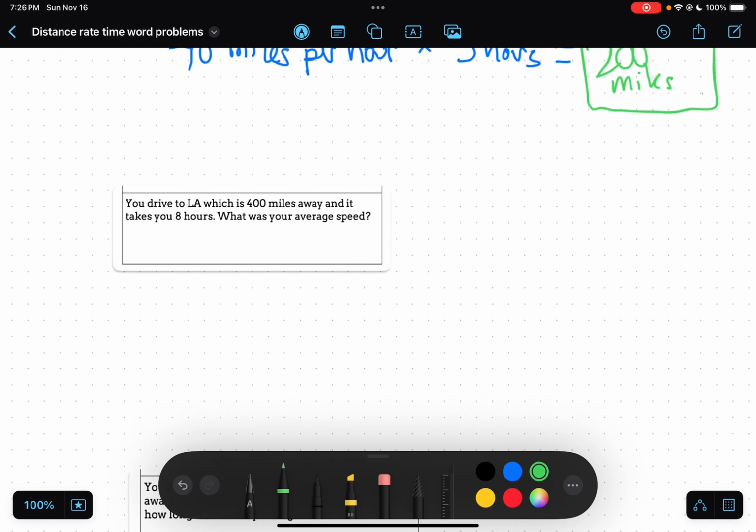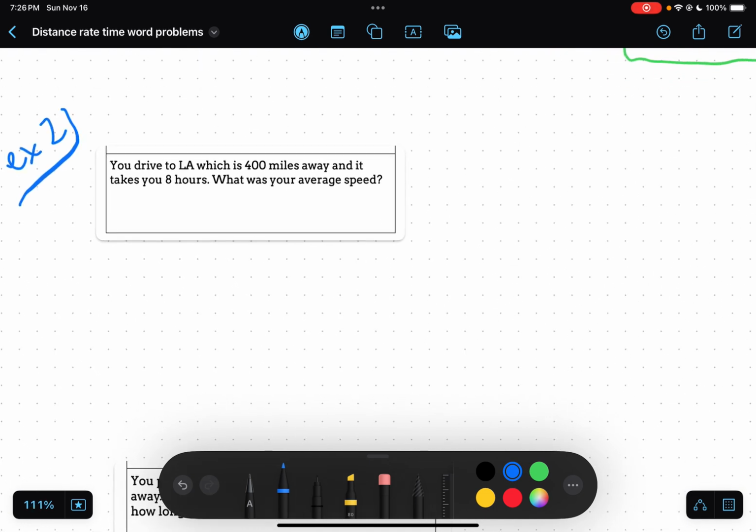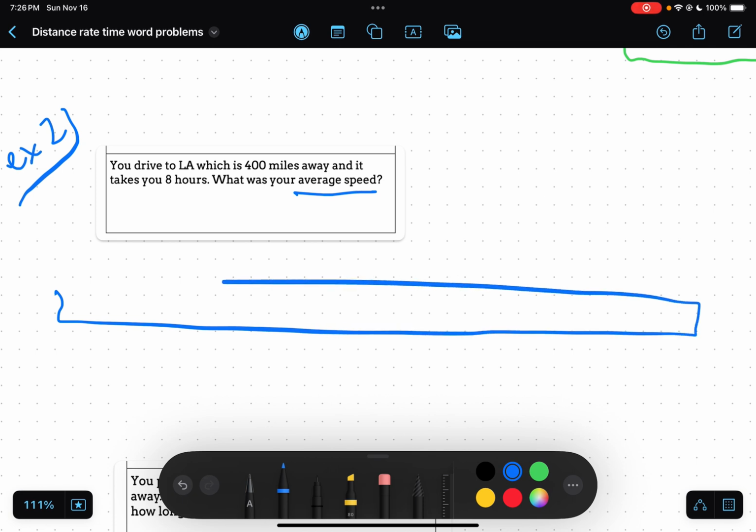Okay, example 2. You drive to LA, which is 400 miles away, and it takes you 8 hours. What was your average speed? So they're giving me something different now. They're telling me my total distance. So I went 400 miles. And they're telling me that it took me 8 hours. So let me just chop this. 1, 2, 3. So there's 8 hours.